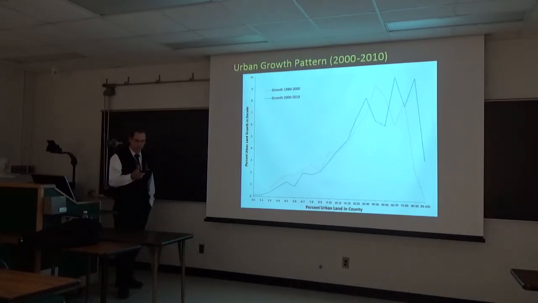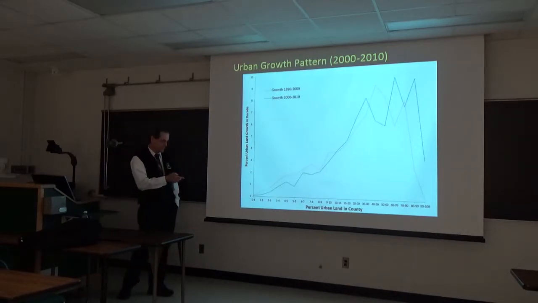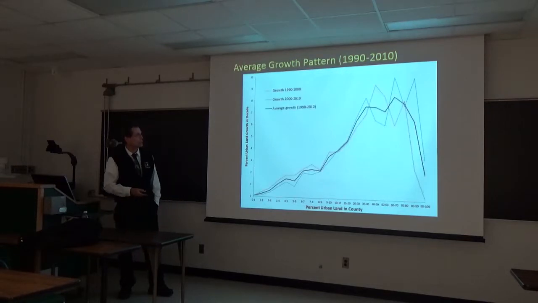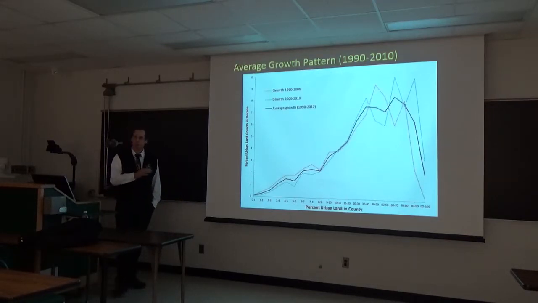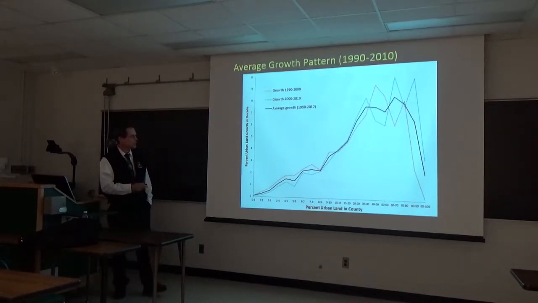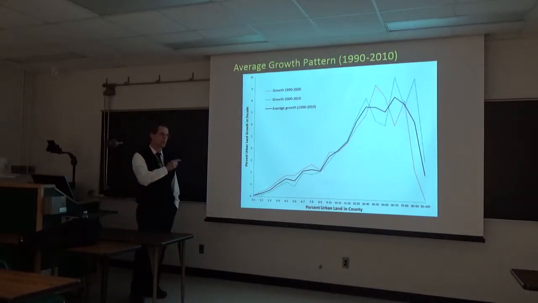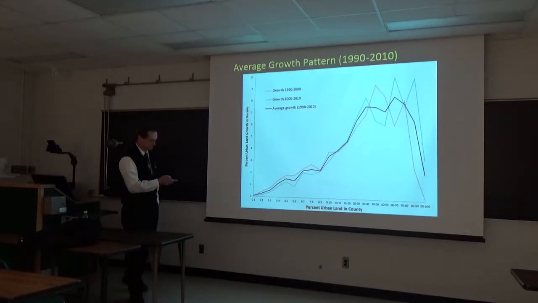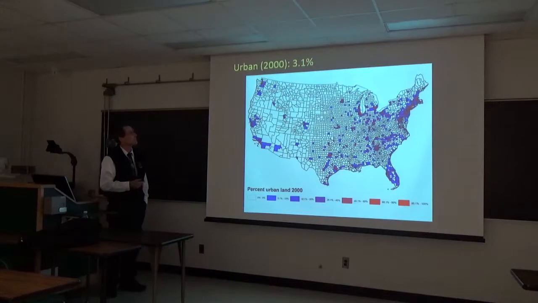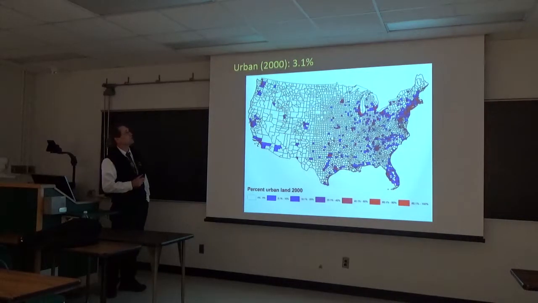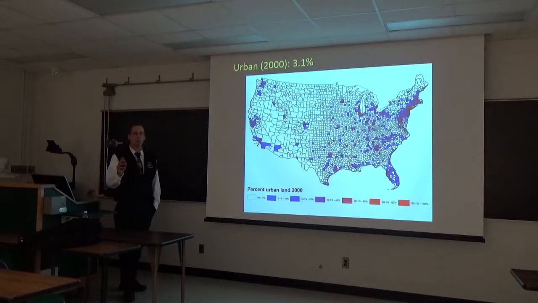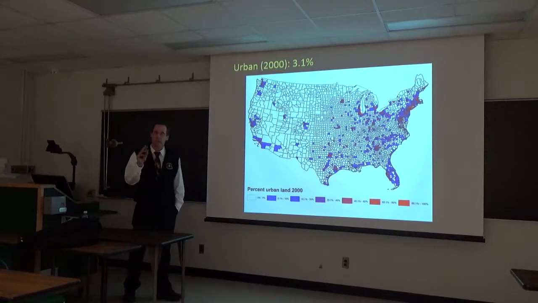So what we did, we're finishing up the paper on this right now, this is new information. We took the average of the 20-year average growth, which they were pretty comparable, and said, let's project the United States forward using these growth projections by county. So this is what the country looked like in 2000. So we had 3.1% of the lower 48 states classified as urban.